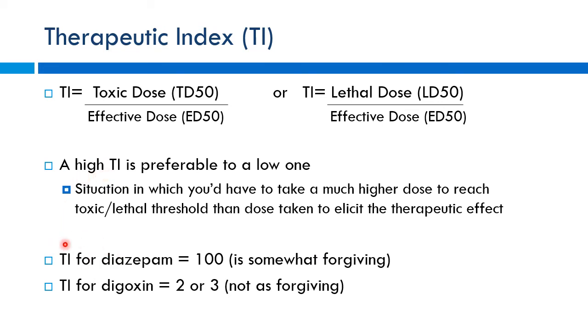For instance, if you were looking at something like diazepam or Valium, right? It's an anxiolytic. We use it for seizures sometimes. Maybe it has a therapeutic index of 100. Pretty forgiving in those cases, right? You'd need to get a 100-fold higher dose to hit that LD50 or the TD50 versus the ED50, as the case may be.